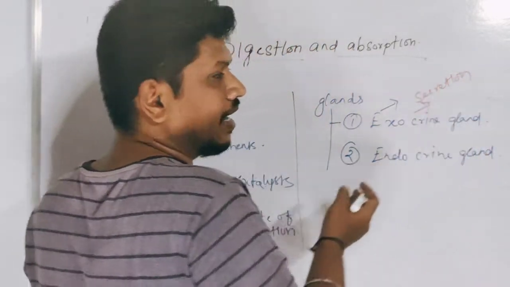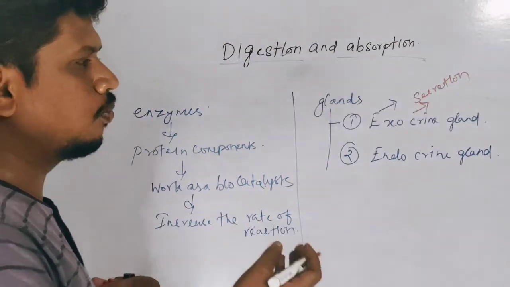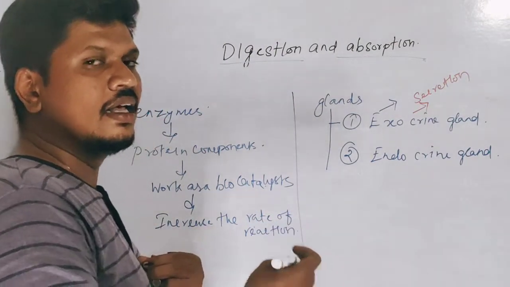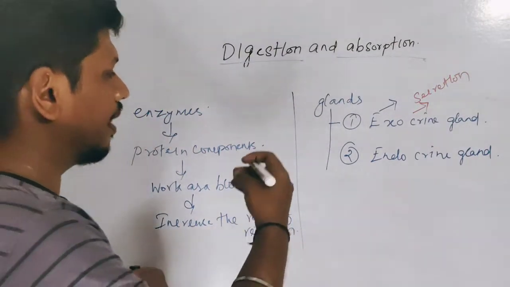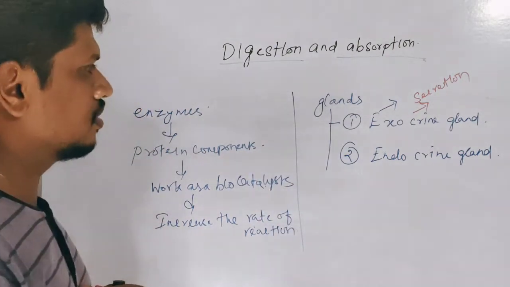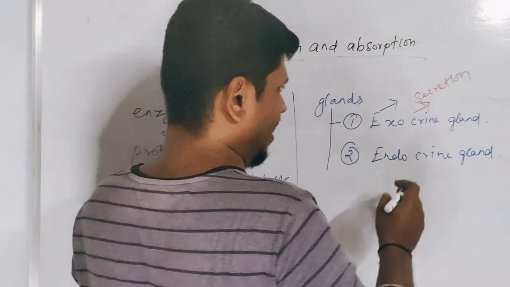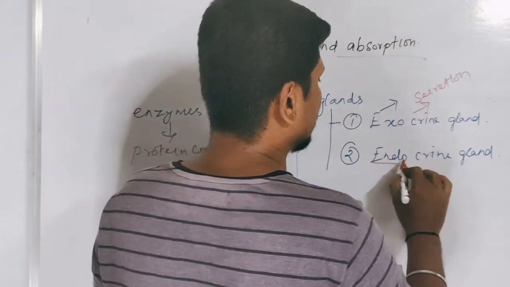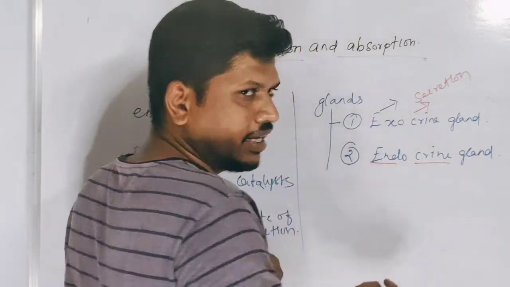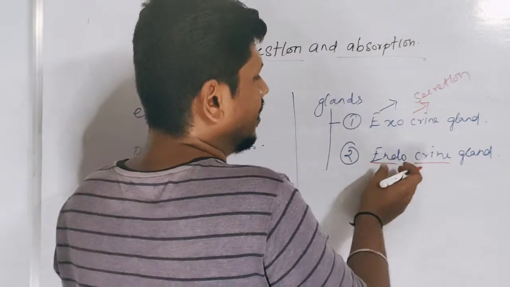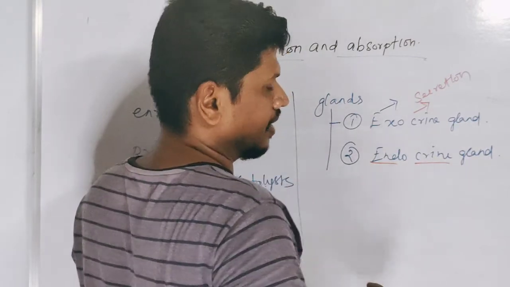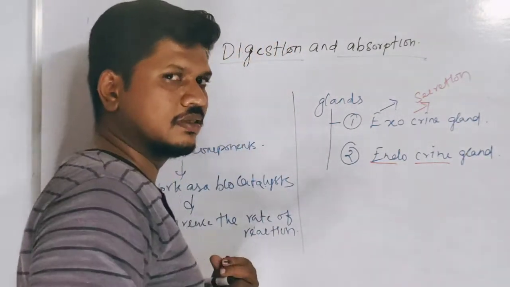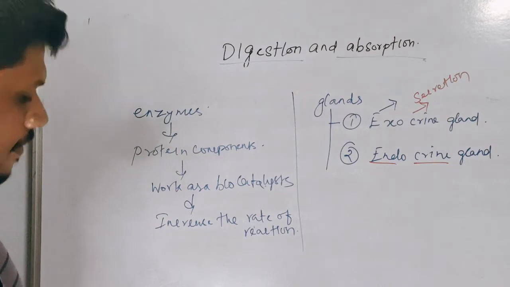Right? Gland, as we discussed earlier, is a group of cells responsible to secrete some chemical substances. That might be an enzyme or hormones, especially enzymes and hormones. Another one is endo. Endo means what? Inside the body, right? Endo means inside. Crine means again secretion. Gland means group of cells, right? Try to remember.